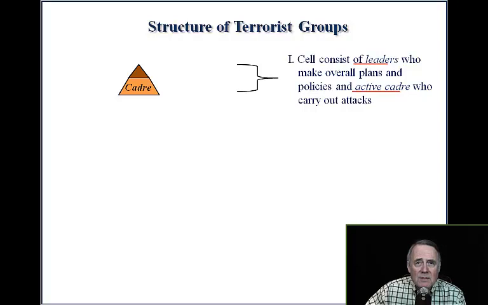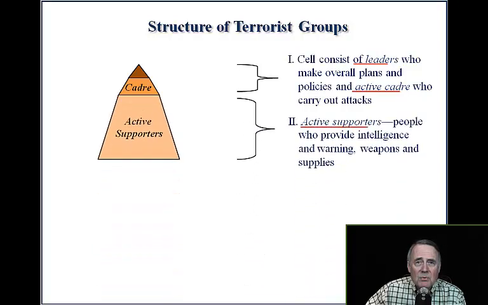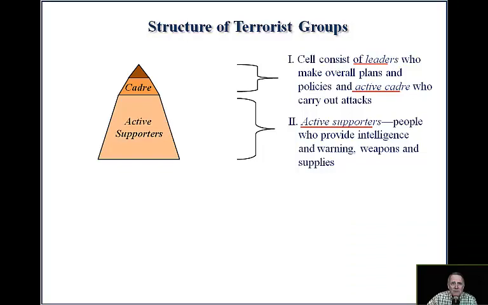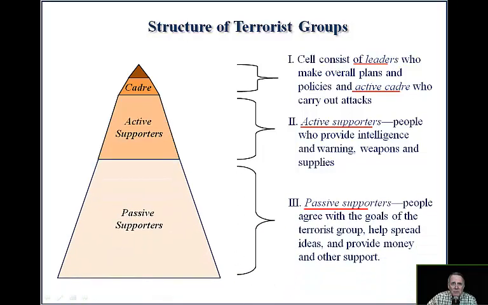The next lower level beyond the cell is composed of the active supporters, people who provide intelligence and warning, weapons and supplies, communications, transportation, and safe houses. At the lower level, there is a diffuse group of passive supporters, people who agree with the goals of the terrorist group, help spread their ideas, and provide money and other support.